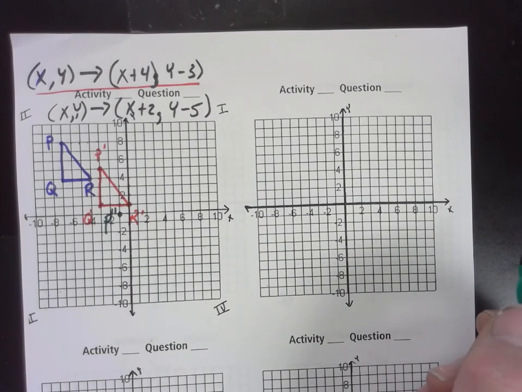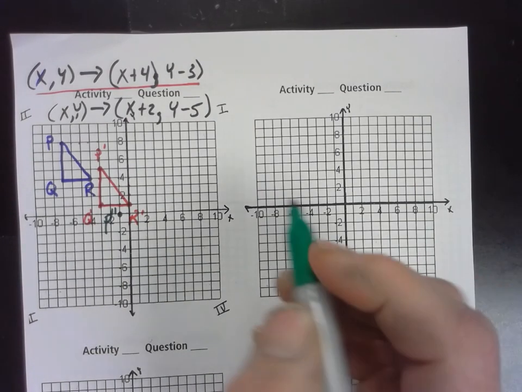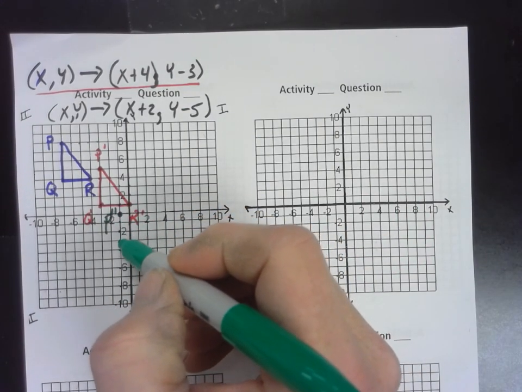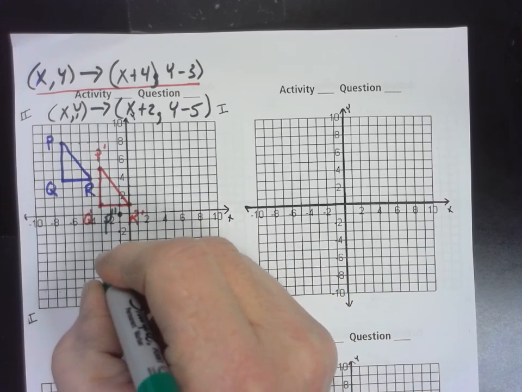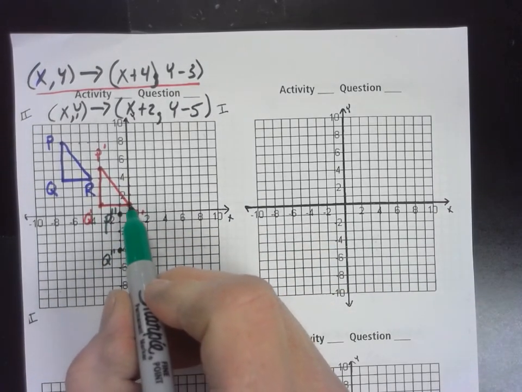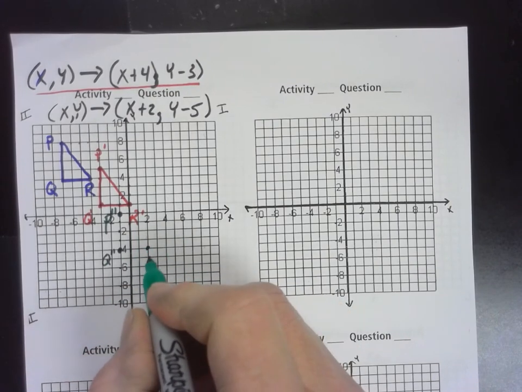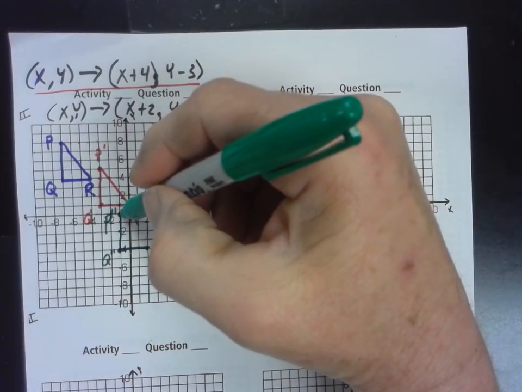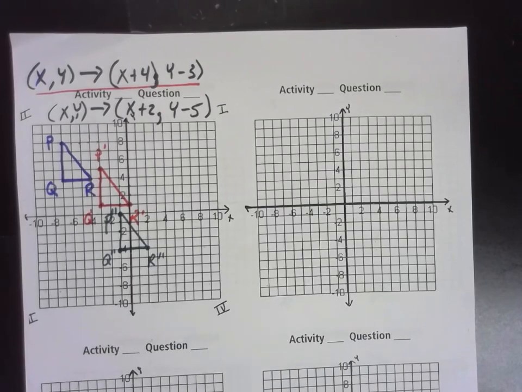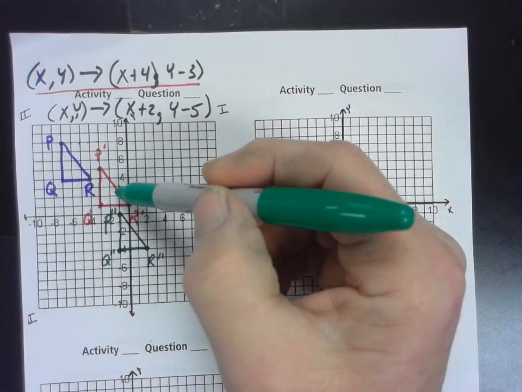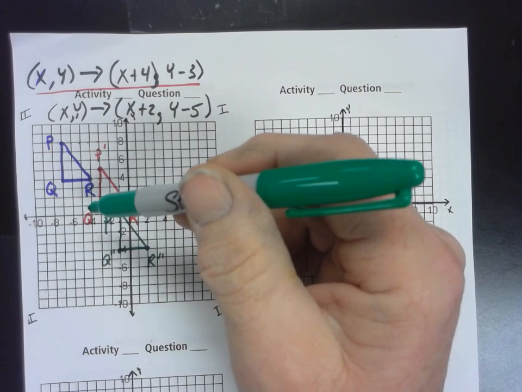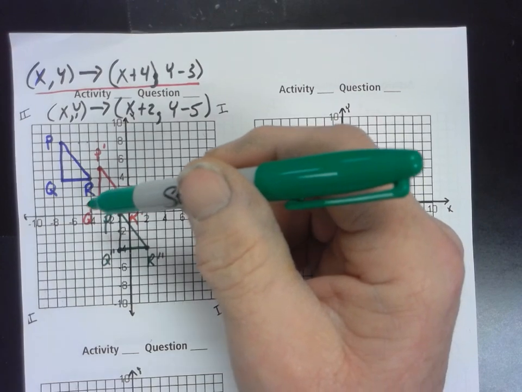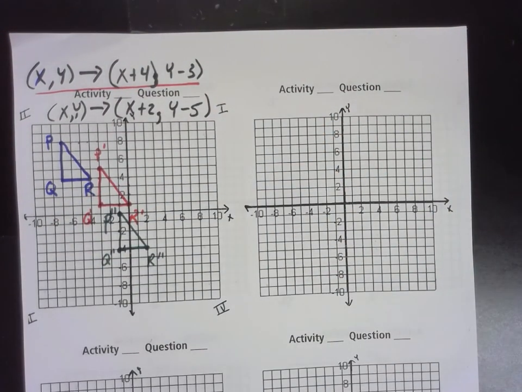Boy, someone was a genius that thought that one up, right? It's actually pretty simple, isn't it? So then here we're going to go over 2 and down 1, 2, 3, 4, 5. And that's going to be Q double prime. And then R is over 2 down 5. And there's R double prime. You notice that hopefully each of your figures should be congruent to the pre-image, right? If your figure changes shape or rotates or flips or something, you did not do the translation correctly, did you? So that's all there is to it.